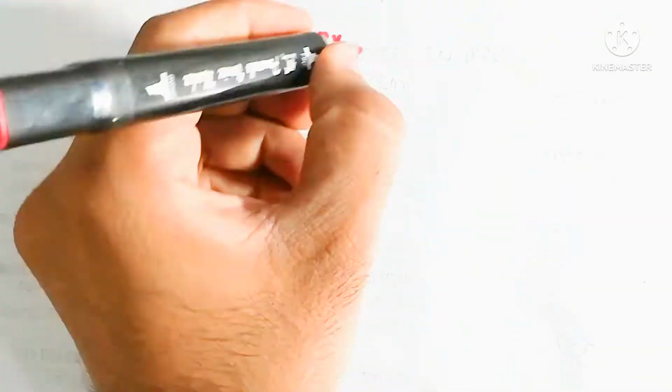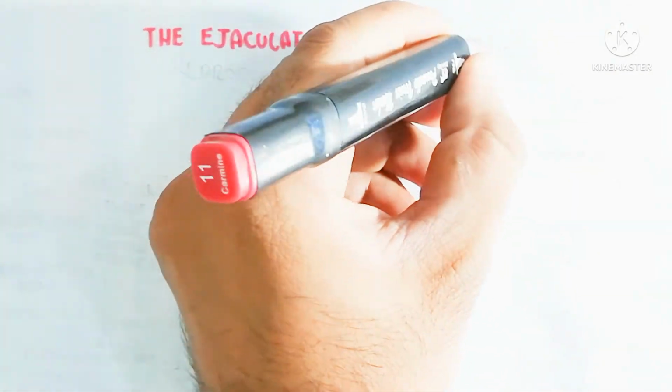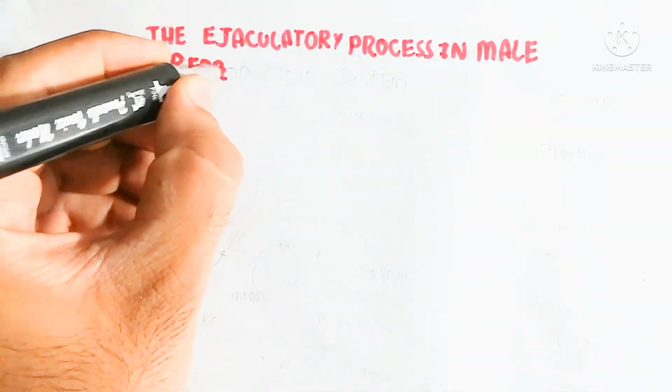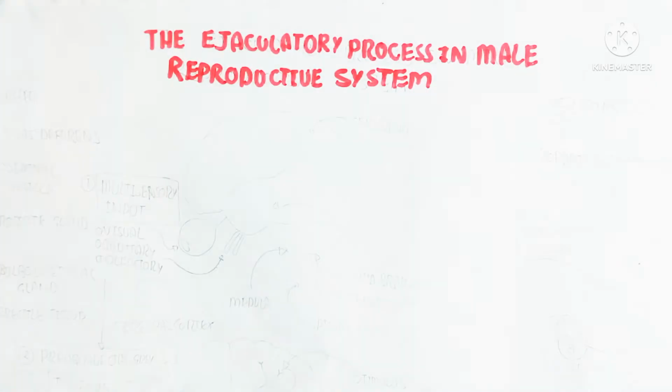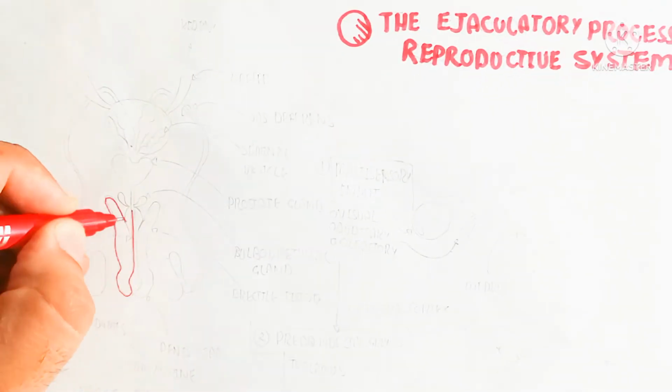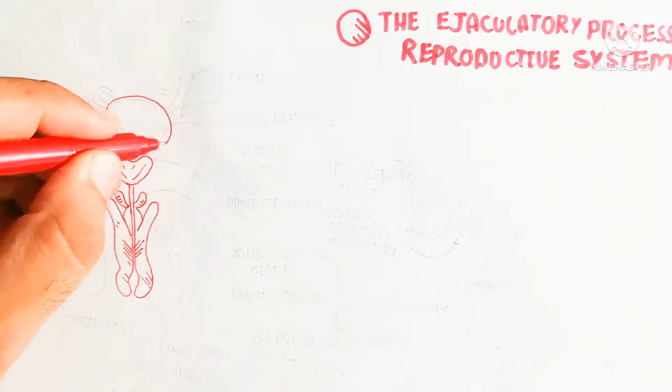Hello, in this video we will discuss the ejaculatory process in males. This is the reproductive system lecture. So let's begin by understanding the reproductive system of the male first, because we are trying to understand the male ejaculatory process.